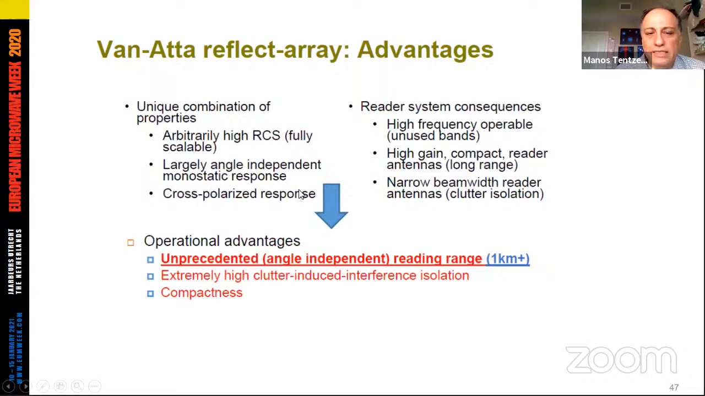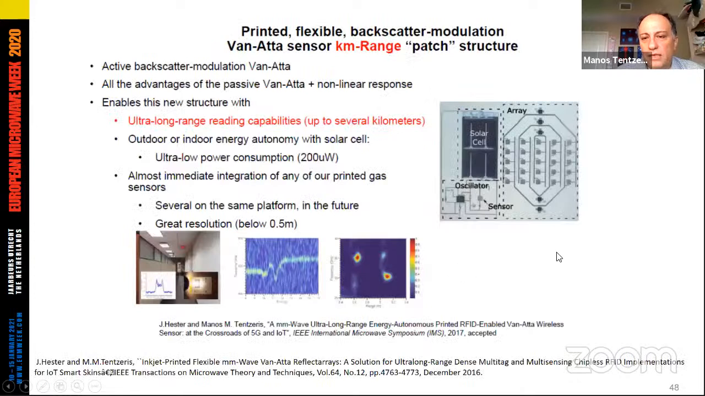And also cross-polarized response minimizes the interference. But on the other side, you take advantage of the reader system in these frequencies, millimeter wave, which is high frequency operable, with high gain reader antennas and narrow beamwidth. And that's how we came up with angle independent reading ranges in excess of 1 kilometer instead of 1 to 5 meters. Extremely high clutter induced interference isolation and very compact.